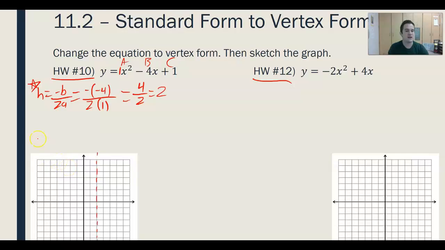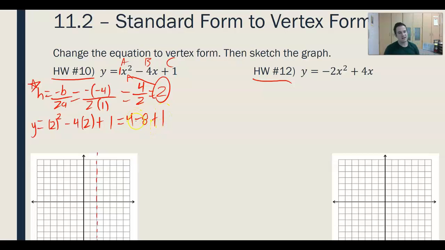So now in order to find what the y-coordinate of the vertex would be, I need to plug 2 in for each of these x's. So I'm going to rewrite this equation, except wherever I have an x, I'm going to replace it with 2. So this is 2 squared minus 4 times 2 plus 1. So 2 squared is 4. -4 times 2 is -8 plus 1. 4 minus 8 is -4 plus 1 is -3. So my vertex is at 2, -3.